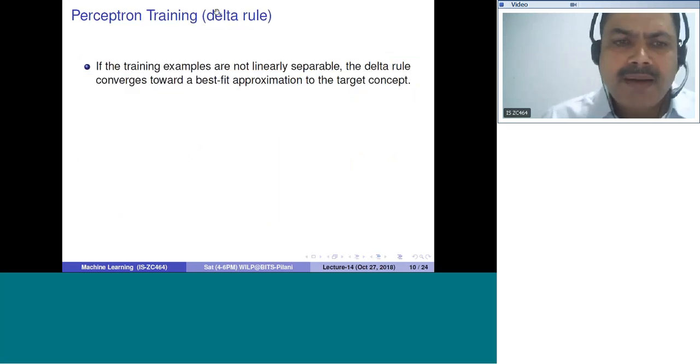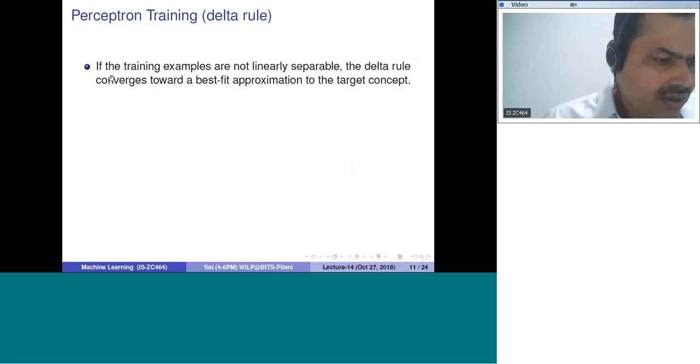Okay, perceptron training delta rule. We have seen that this is the rule. There is another way to train it.